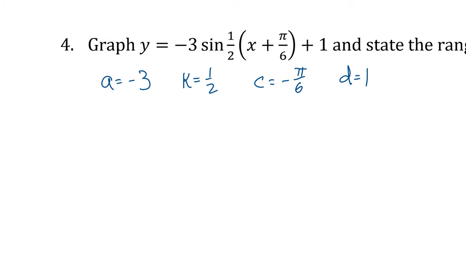And we take these 4 values and use the 5 key questions to turn them into the properties to allow us to draw the graph. So I usually start with the 0 line, which comes from D. Y equals 1.